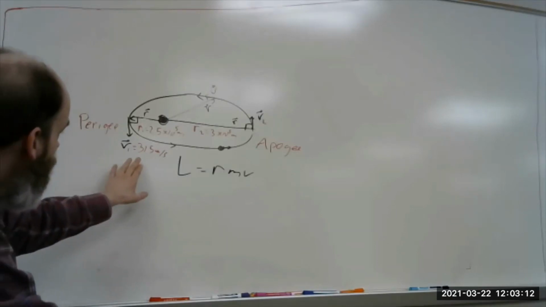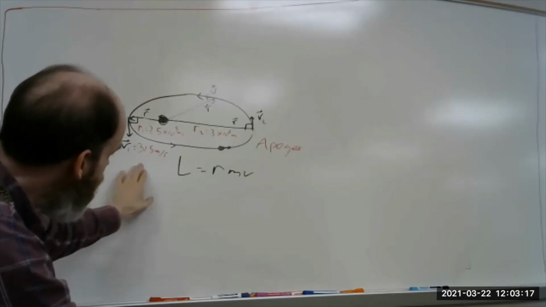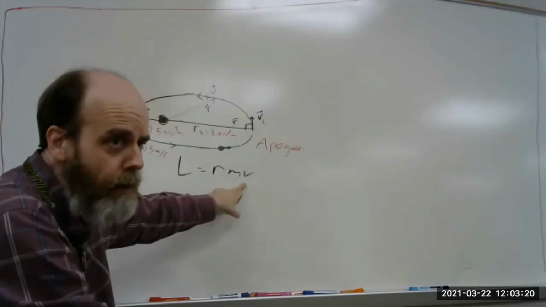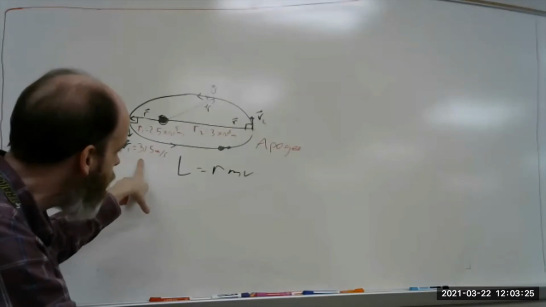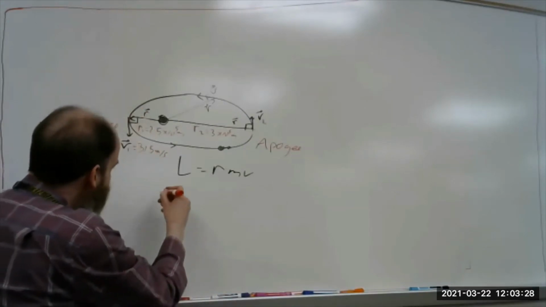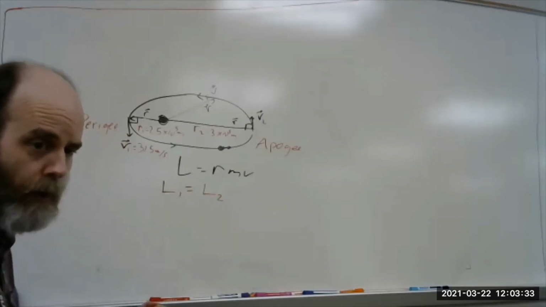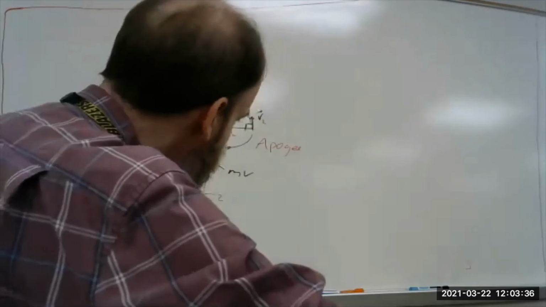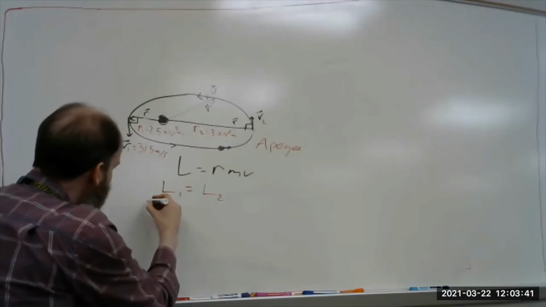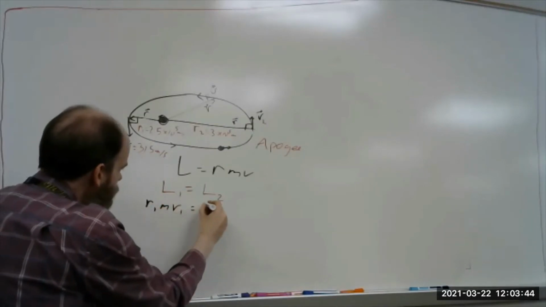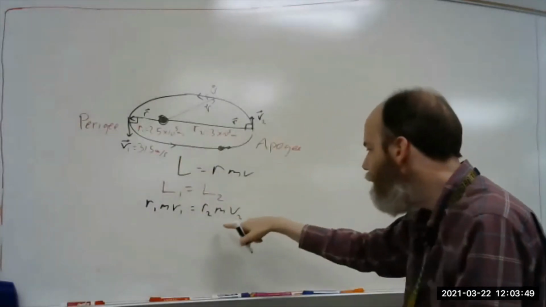So, since angular momentum is conserved, when R becomes larger, V is going to be smaller. So we expect V2 to be less than 315 meters per second. Well, we have conservation of angular momentum. L1 equals L2. There's no external torques acting here. And we have R1 V1 equals R2 V2. And we want to find V2.